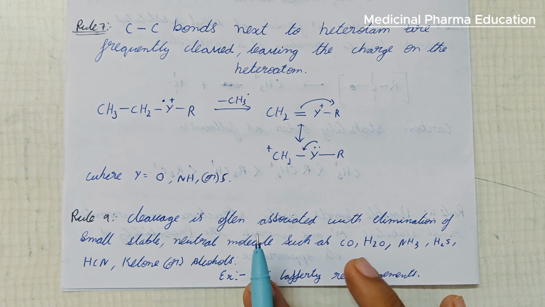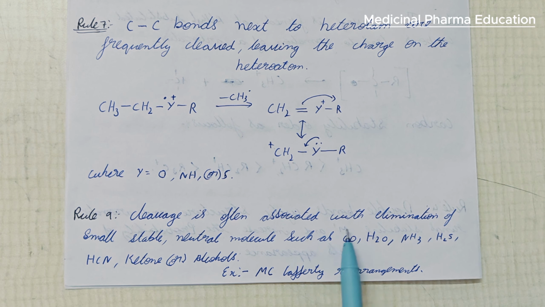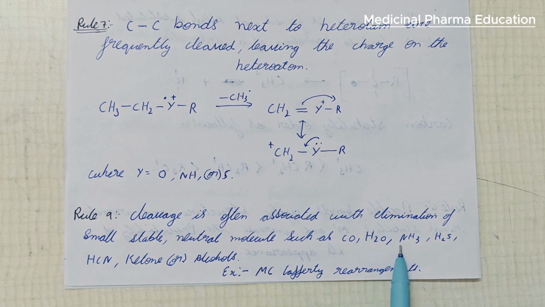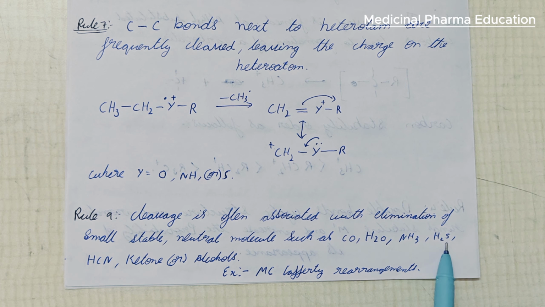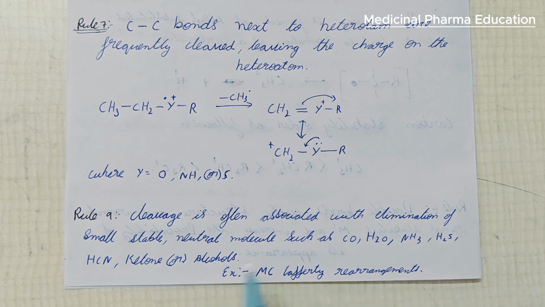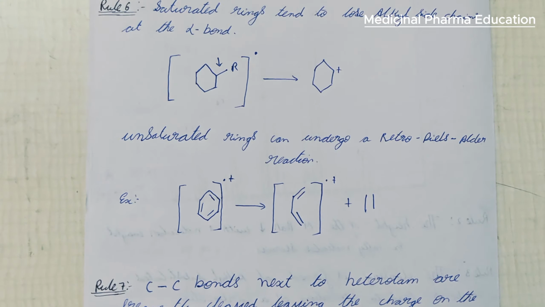Okay. The ninth rule tells that the cleavage is often associated with elimination of small stable neutral molecules such as CO, CH2, NH3, C2S, CNS, ketone and alcohol. This is an example of McLafferty rearrangement. Here cleavage happens due to the presence of these molecules. Okay, this is the ninth rule.